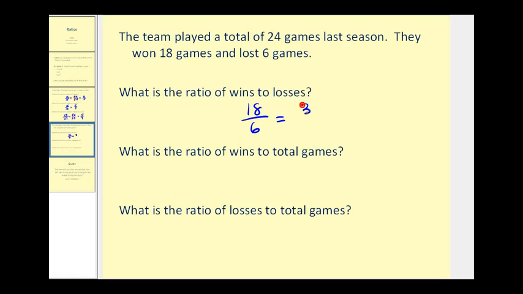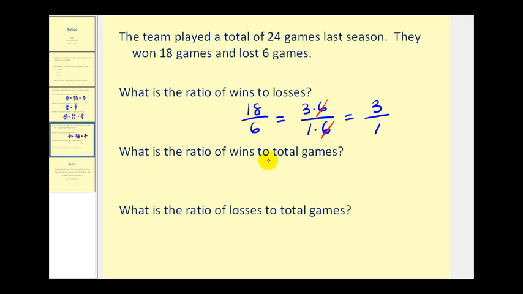18 is the same as 3 times 6, and we can write 6 as 1 times 6. So the greatest common factor between 18 and 6 is 6. Therefore, the ratio is 3 to 1. Now it is important that we leave this as a ratio of 3 to 1 and not just write 3, because 3 by itself would not be a ratio comparing wins to losses. So even though this quotient is equal to 3, a ratio must compare two numbers.